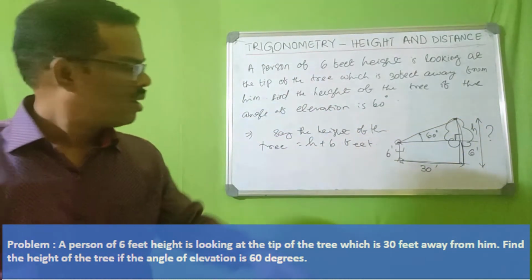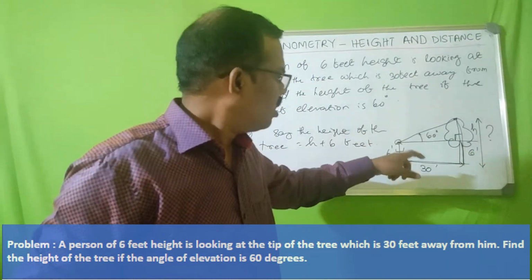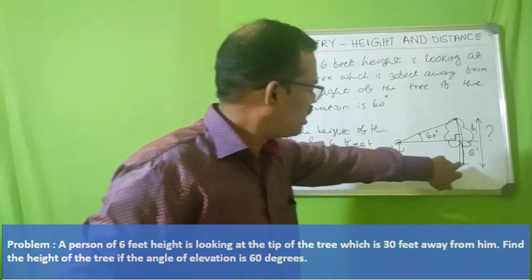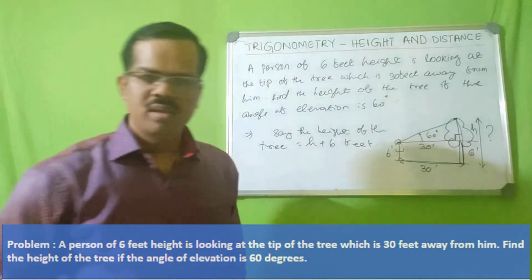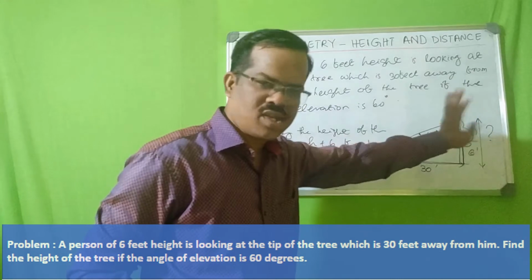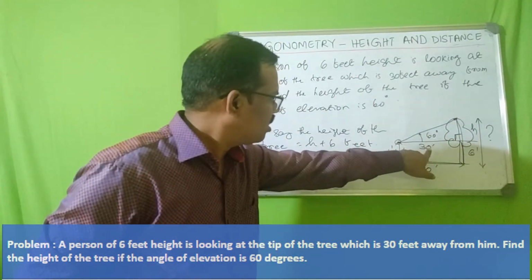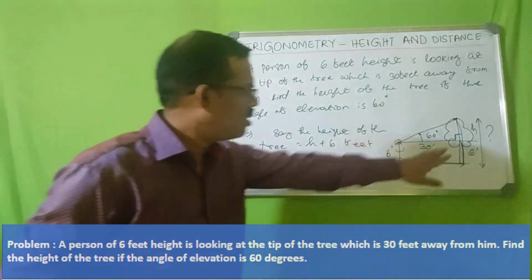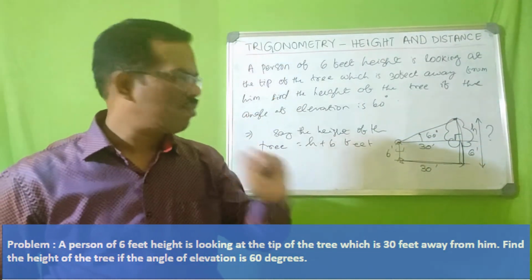Now, you see that the angle of elevation is given, right? And this 30 feet is given. This is 30 feet, obviously this will also be 30 feet. Okay? So now, find out h. The relationship between h and this 30 feet. What will be the relationship? It will be the tan theta relationship we have to apply.